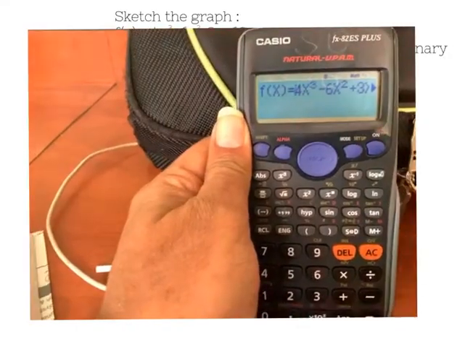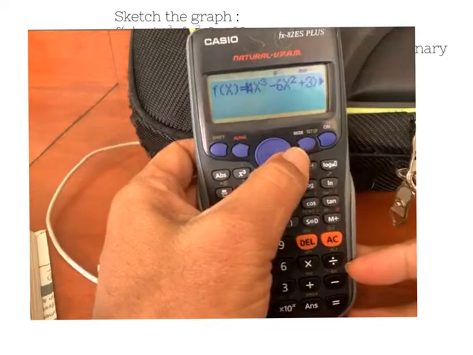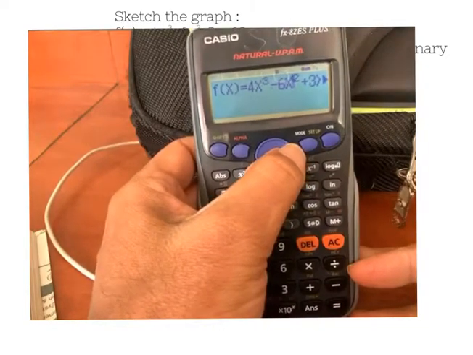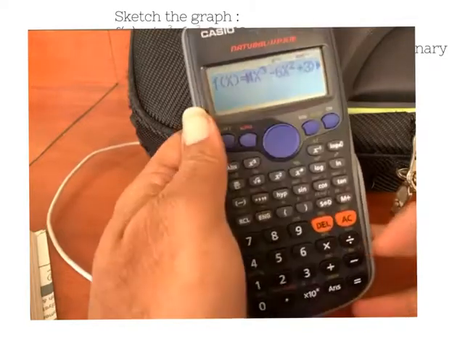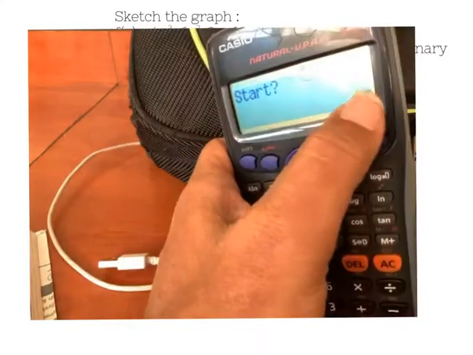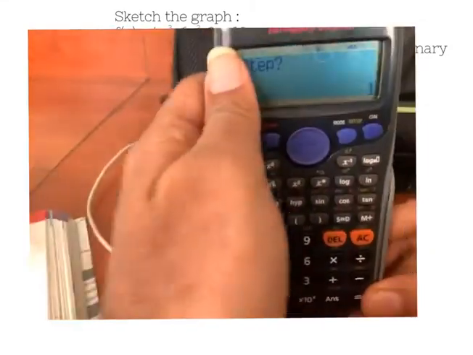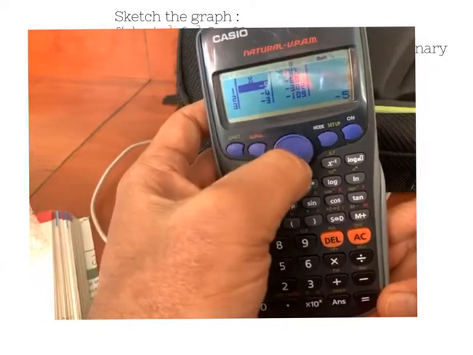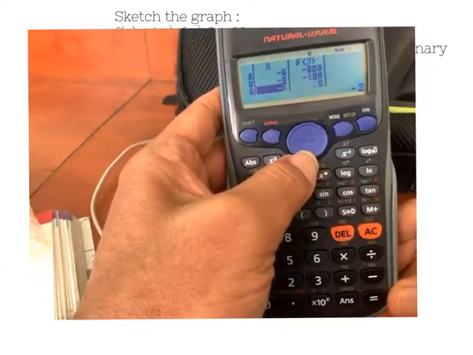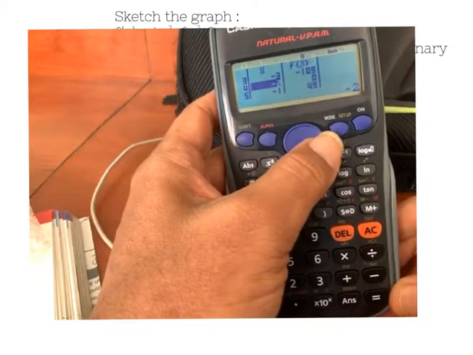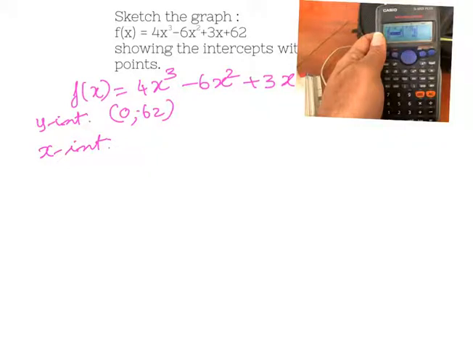Now to find the x-intercept, I use my calculator. I have typed the function into my calculator, 4x cubed minus 6x squared plus 3x plus 62. Then I press equal to, and I start from negative 5 and end at 5 with a step of 1. Then I press equal to. You can scroll down and see which one is equal to 0. When x is equal to negative 2, I got 0. So f of negative 2 is equal to 0. Therefore, x plus 2 is a factor, so I got one of the factors.